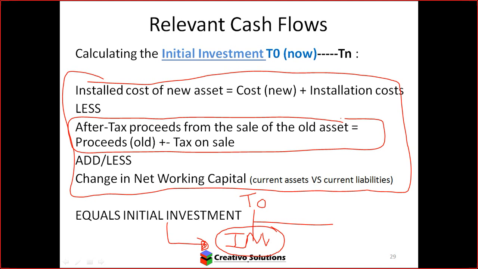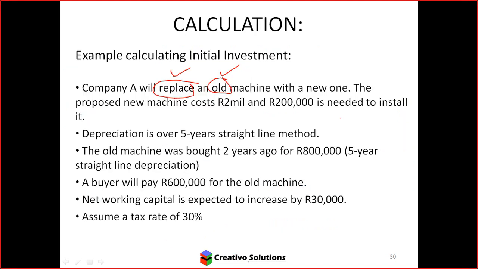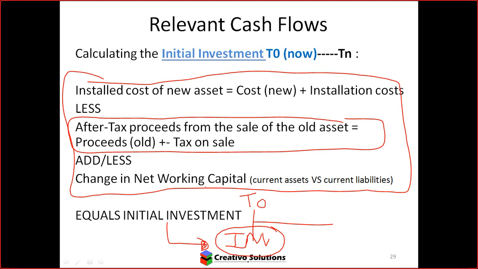After-tax proceeds from the sale of the old asset. Do I have the proceeds of the old? No. Really? What's the proceeds of the old asset? We don't know. What does it mean, proceeds of the old asset? If I sell the asset today, how much am I going to get? Sorry, I didn't read down, that's 600,000. Yes. Okay, this is the proceeds from the sale of the old. Do you agree? Yes. Okay, so now we've got this.